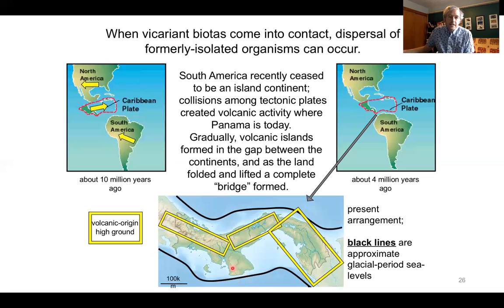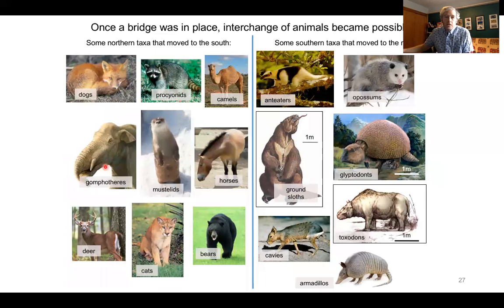So we've had this situation where this continent that was totally isolated as an island for millions of years has smashed into this other continent, and a plate has moved into the middle. As a result, the species that were on the South American continent and the North American continent have now been able to cross this land bridge and mix. When the land bridge was in place, the interchange of animals and plants became possible.